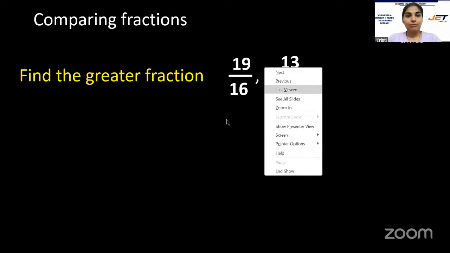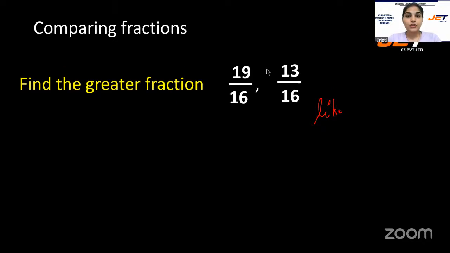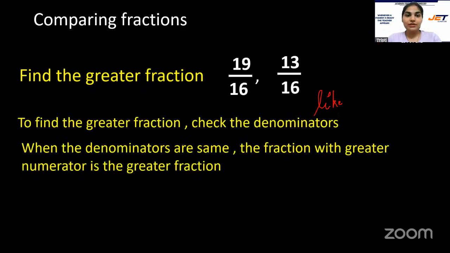Here again, the denominators are same. 19 by 16 and 13 by 16. These are again like fractions. Like fractions are the ones which have same denominators. Which is the greatest? So here again, check the denominators. Because the denominators are same, the fraction with the greater numerator will be the greater. Numerator you have to check, because the only difference is their numerators. So we'll see the numerator.